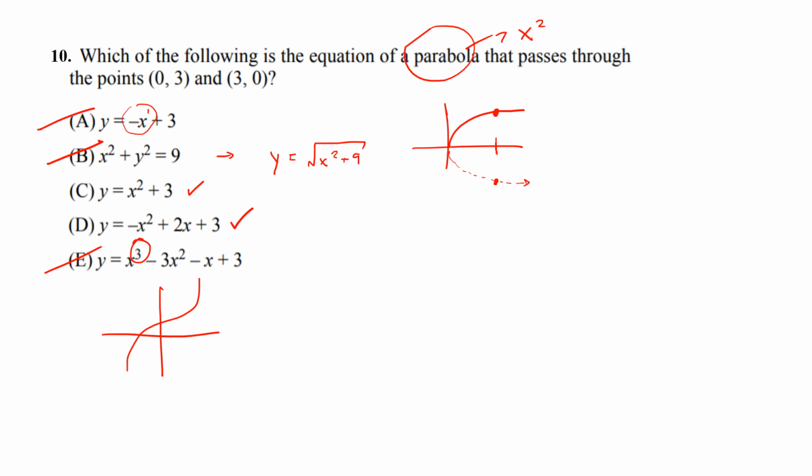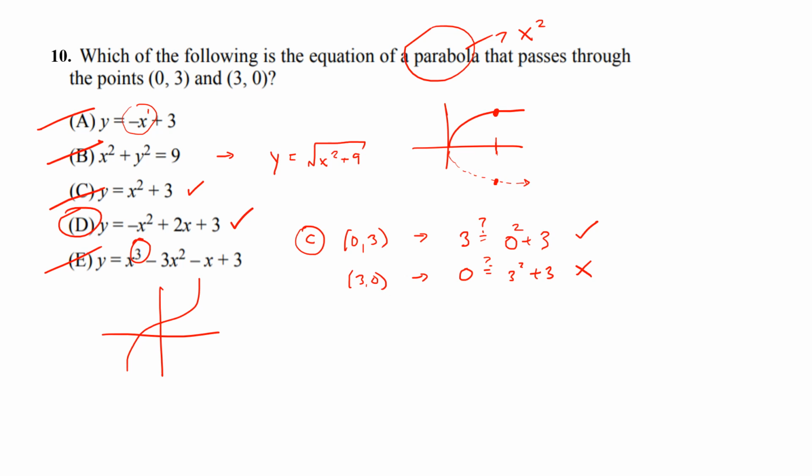So to me, the fastest way to do this, or two fast ways to do this, it's kind of your choice, is to simply plug in both points to see if they work. So we plug in 0, 3 first for answer choice C. That basically tells us, is 3 equal to 0 squared plus 3? And it is. If we plug in 3, 0, let's see if that works as well. So 0, is that equal to 3 squared plus 3? No, it's not. By process of elimination, it's going to be answer choice D, and we can check that.